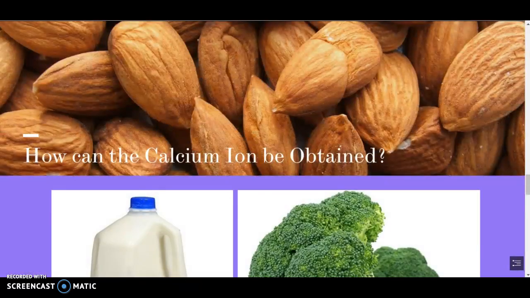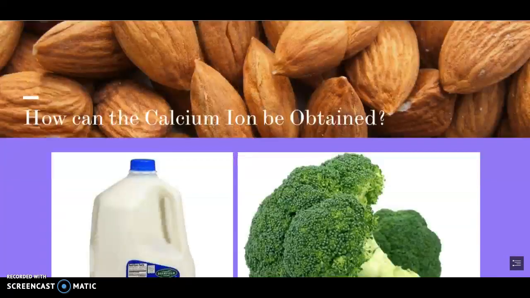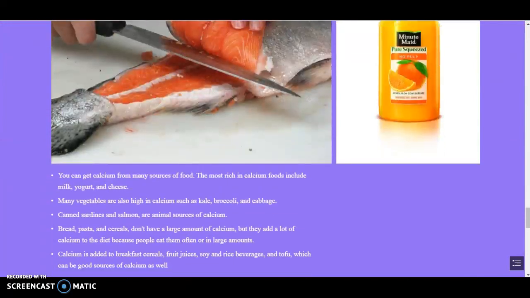So how can the calcium ion be obtained? Well, as you see through the pictures, you can get calcium from many sources of food. The most rich in calcium foods include milk, yogurt, and cheese. Many vegetables are also high in calcium, such as kale, broccoli, and cabbage. Canned sardines and salmon are animal sources of calcium.